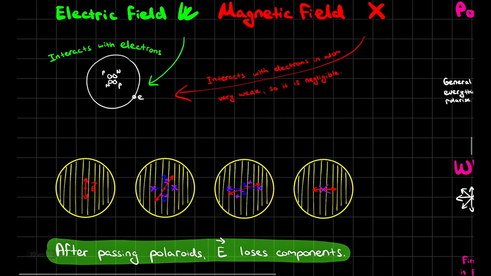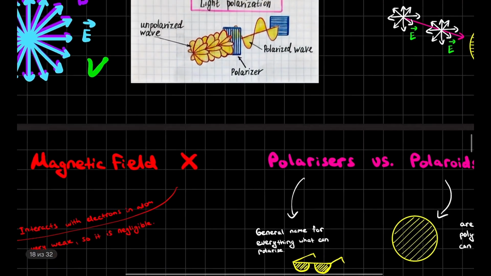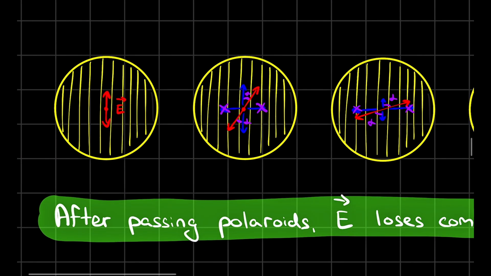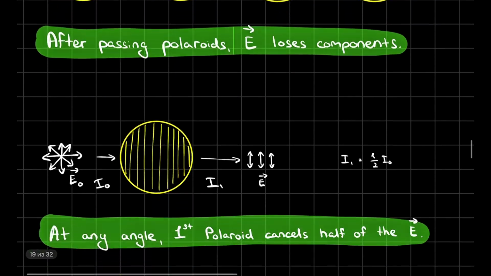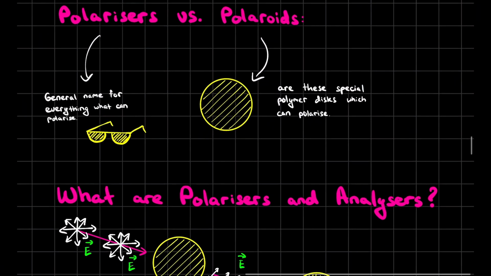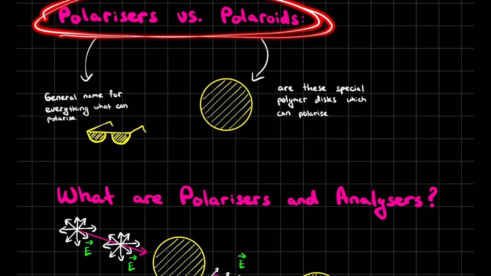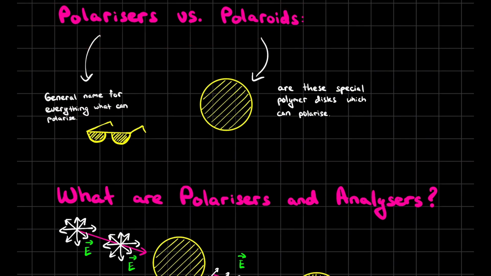Okay, that's the answer for the first question. What is the answer for the second question? What are those yellow things? In fact, it is not something yellow. I just drew it in this color so it was better visible. So, okay, it is here. Okay, polarizers versus Polaroids. These things are called Polaroids.